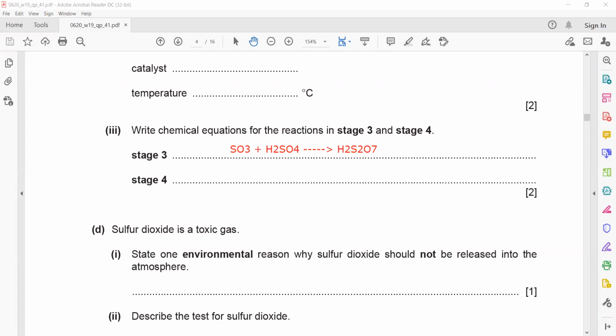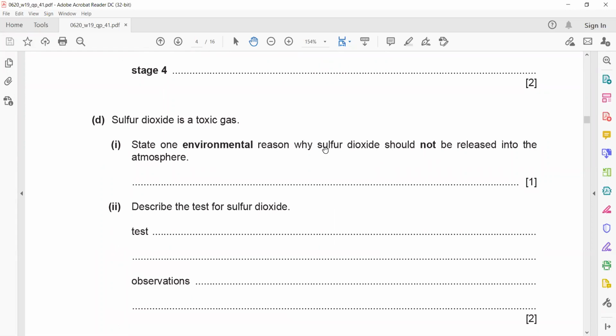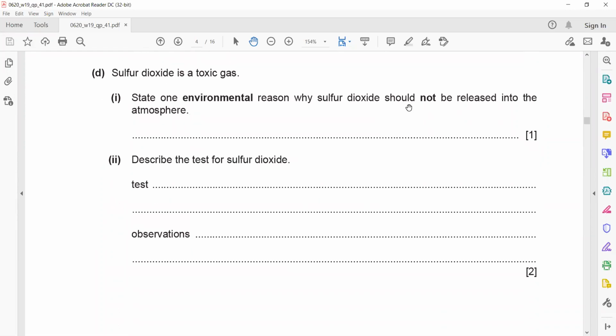Sulfur dioxide is a toxic gas. State 1 environmental reason why sulfur dioxide should not be released into the atmosphere. So it can cause acid rain. Then describe a test for sulfur dioxide. How do we test and what is the observation?